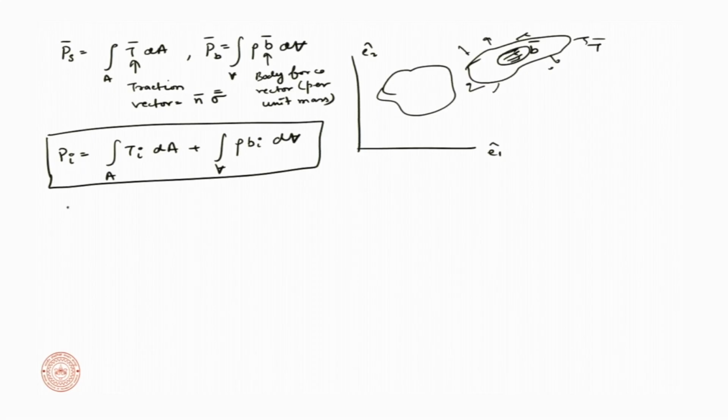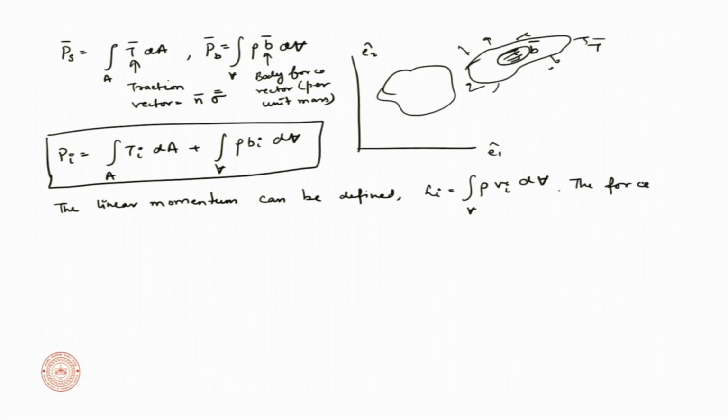So we can take this P_i, our linear momentum. So the linear momentum for the body can be defined, say, by a term L_i, which is a vector, equal to the integral over volume of density times the velocity v_i dV. Okay, so this is a linear momentum, mass times velocity, where mass is density into volume. The force is the derivative of the linear momentum with respect to time.